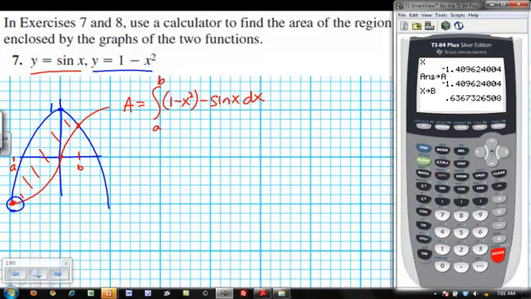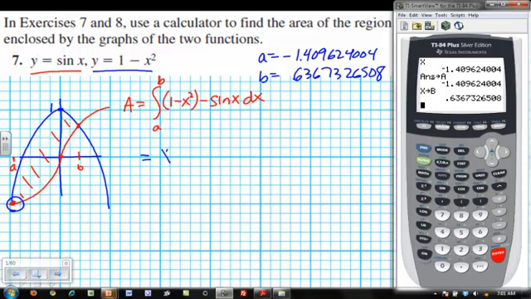Great. So now, in my narrative for my problem, I can remark here that a is equal to -1.4096240004, that b is equal to 0.6367326508, and now with those values being declared for a and b, I can go ahead and find out the value of this integral. Let's go ahead and take the antiderivatives.